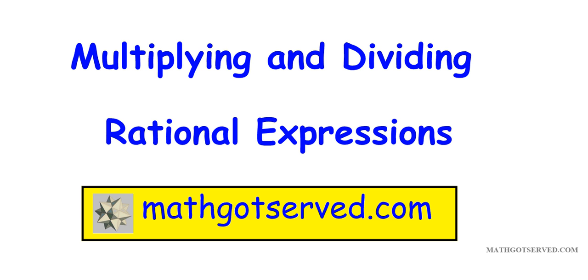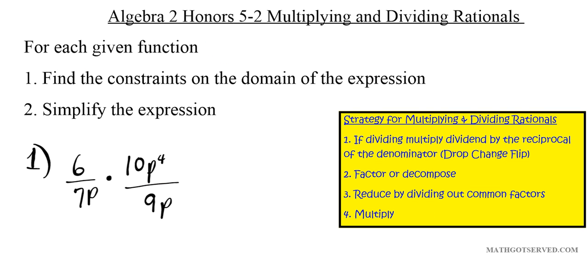In this clip, we're going to be going over two examples on how to multiply and divide rational expressions. The instructions are as follows. For each given function, we are to first find the constraints on the domain of the rational expression, and then the second task is to simplify the expression.